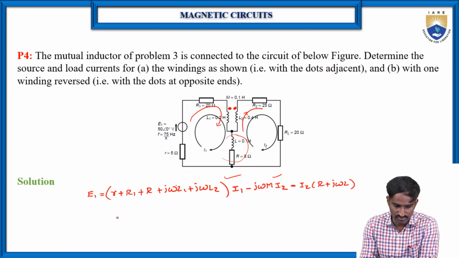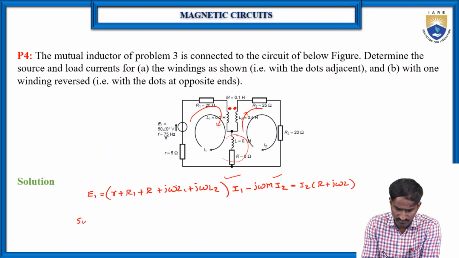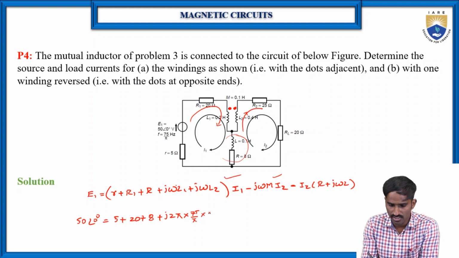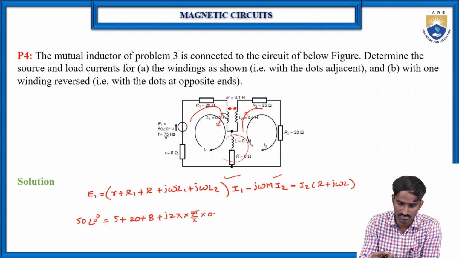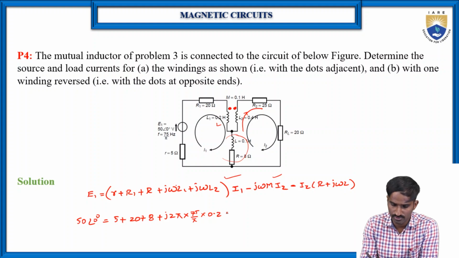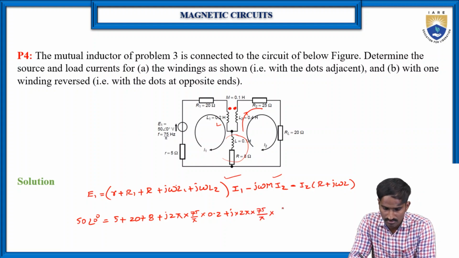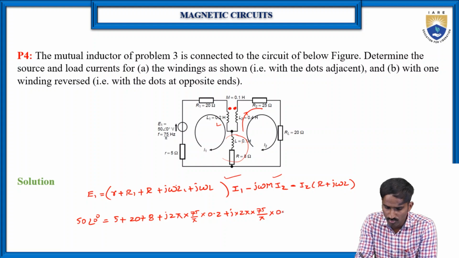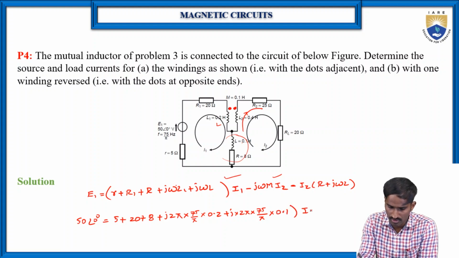Then substitute all these values here. E1 is equal to 50 at an angle of 0 degrees, which is equal to r is 5, and R1 is 20, and again R is 8, plus j, as usual, 2 pi into F, which is 75 by pi, into L1, 0.2, plus j into 2 pi into 75 by pi into L, not L2 actually, this is L only, so here it is 0.1, into I1.